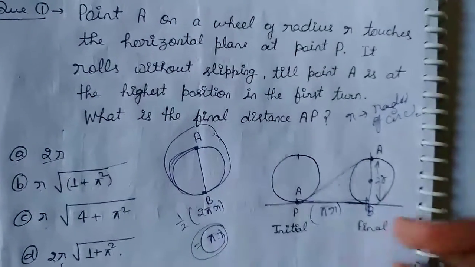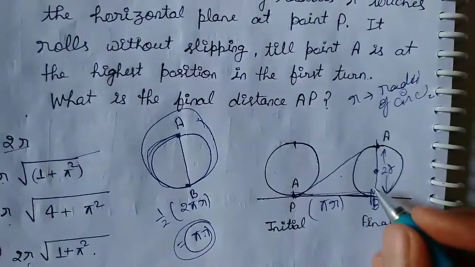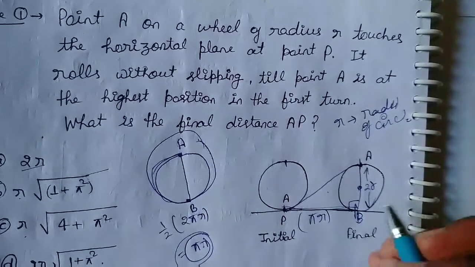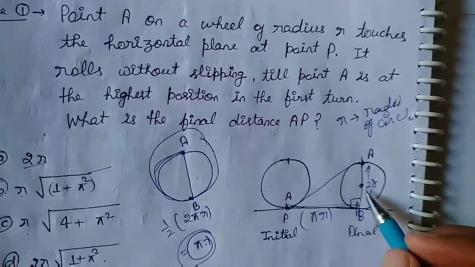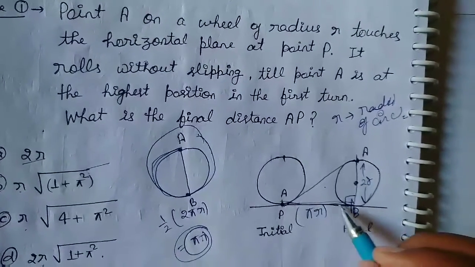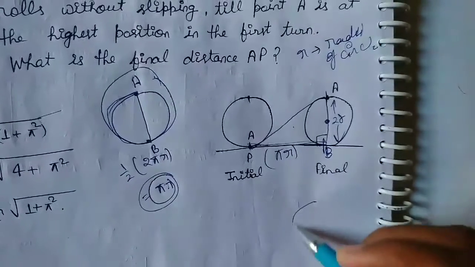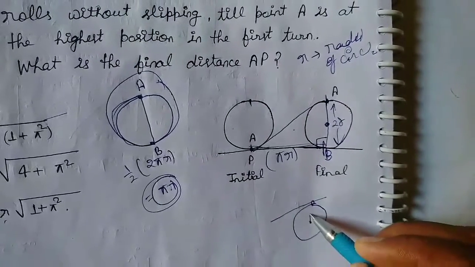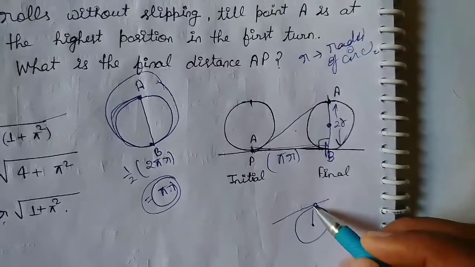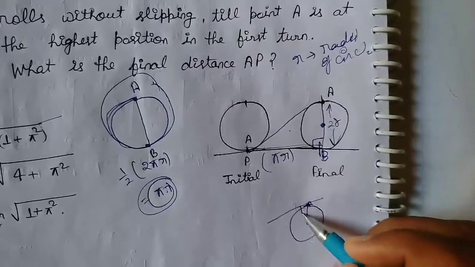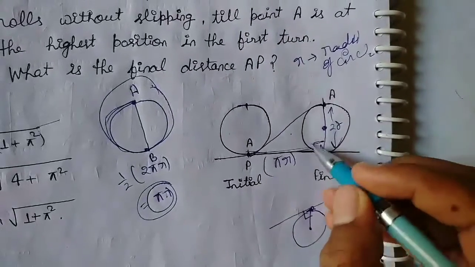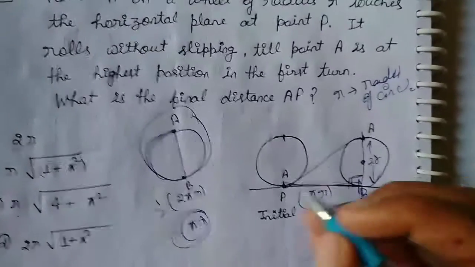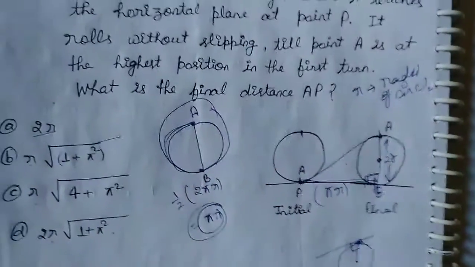Now this figure APB is a right angle triangle, because from the theorems of circles you know that the radius joining the center to the tangent of a circle is always perpendicular to the tangent. So this is a right angle triangle. Now by applying the Pythagoras theorem, you can easily calculate this AP.